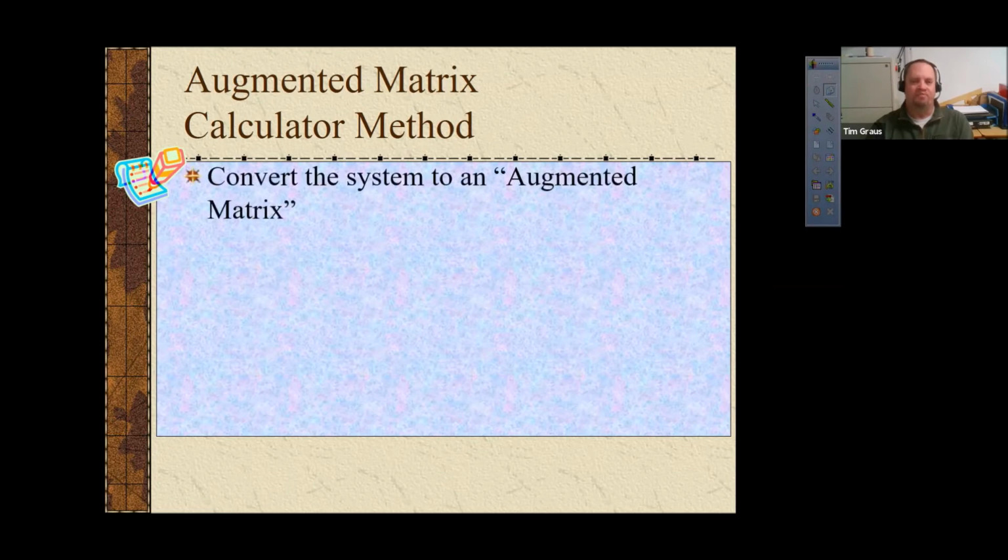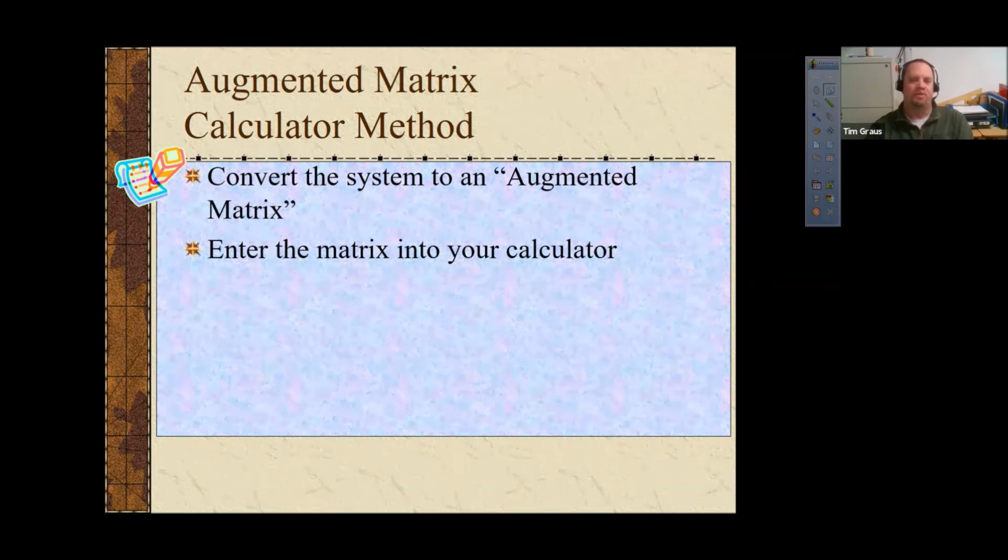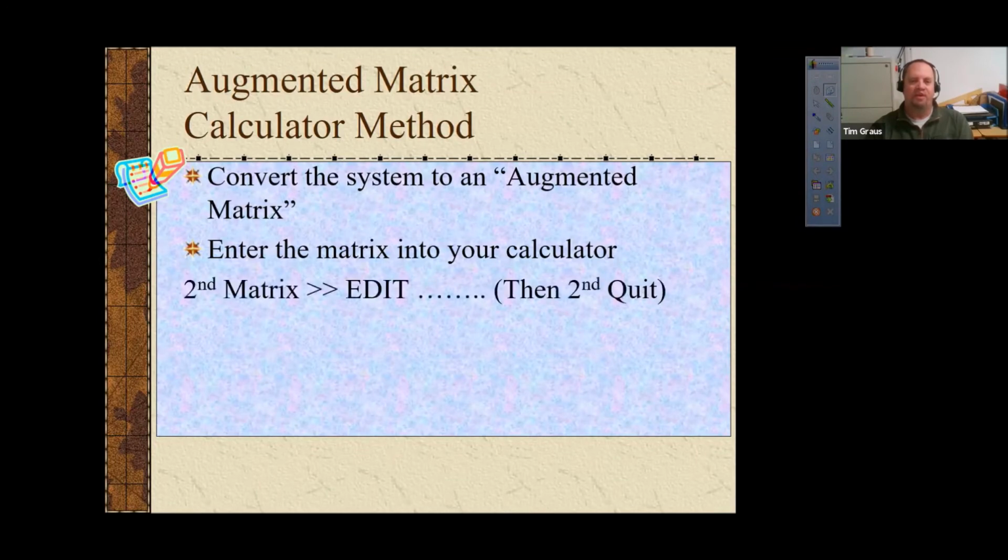Here's the calculator method for doing this augmented matrix process. First, convert the system to an augmented matrix. That's something you'll have to do on paper or in your head. Second, enter that matrix into your calculator. I'll show you how to do this on the examples, but in these directions, I'll give you the buttons to press to start the process. So if you want to enter a matrix into your calculator, hit second matrix, edit, go across, and when you're all done putting your matrix in, hit second quit.